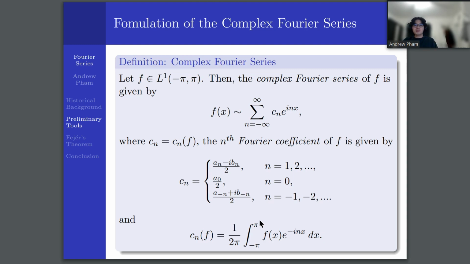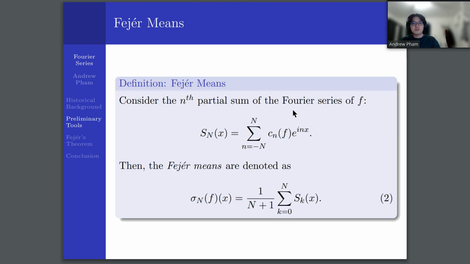Now that we've developed the complex Fourier series, we're going to actually be using this in our proof for Fejer's theorem. But first, we also need to develop Fejer's notation to go along with it as well. And first, we're going to be considering the Fejer means, which call upon the previous representation, just the partial sum version. So let the partial sum of the complex series be as such.